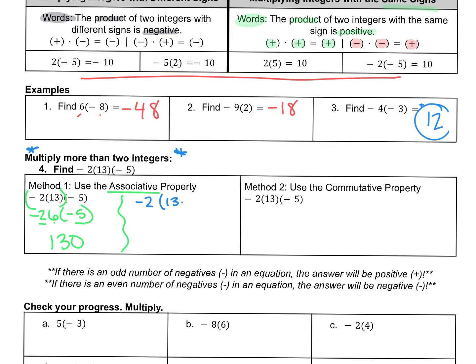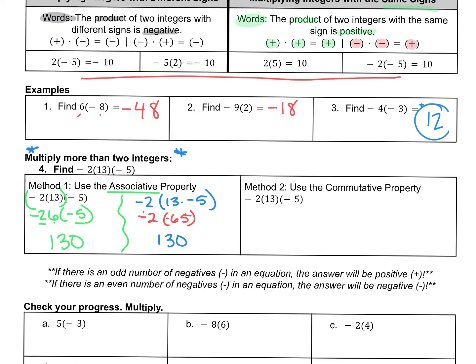If I do it a different way, say I group instead the 2 there, and then I do 13 times that negative 5 first, group in a different order, well, then I have a negative times a positive. And here I'm going to get 13, 5 times 10 is 50, 5 times 3, so 65, but that's a negative. Now I have a negative times a negative, so it's going to be still a positive 130. So you can see that associative property there, applying that.